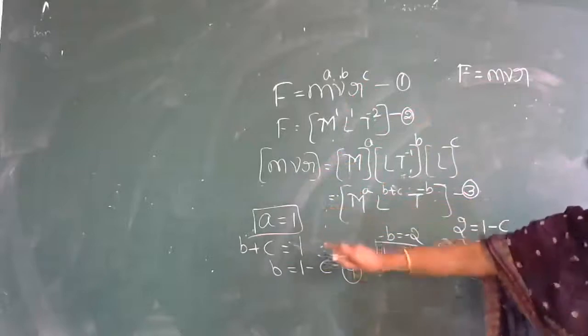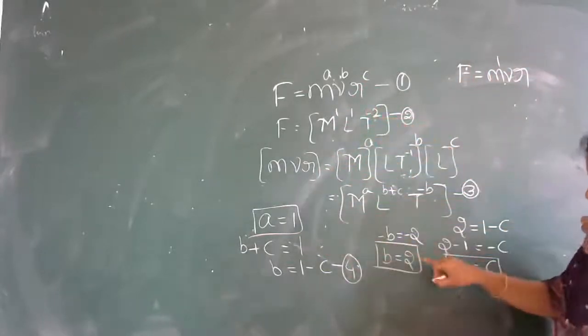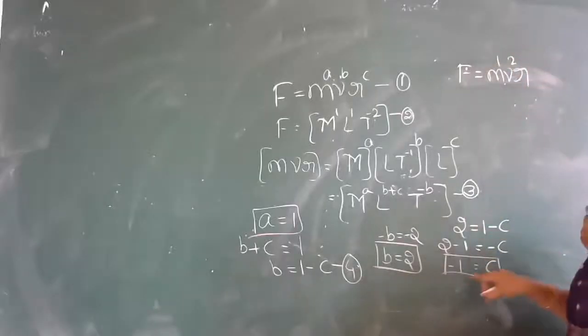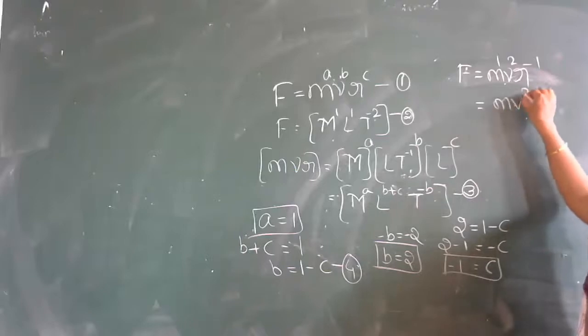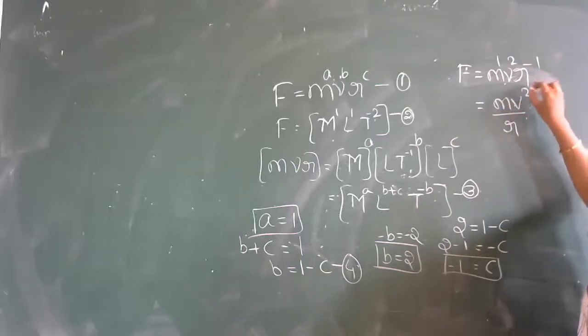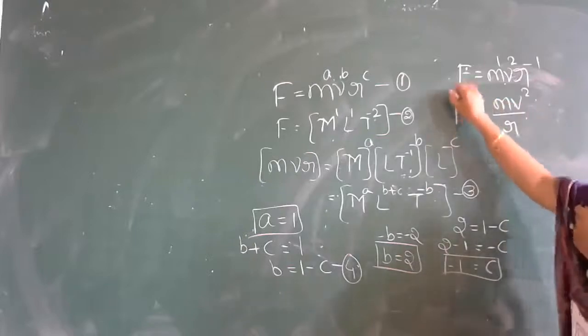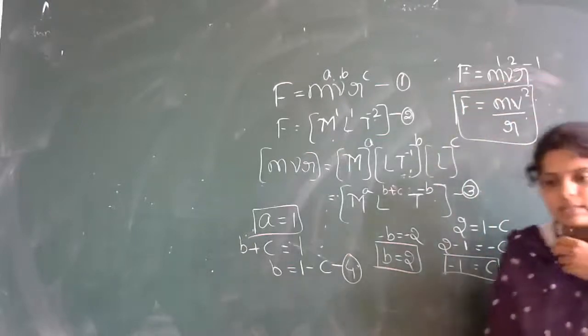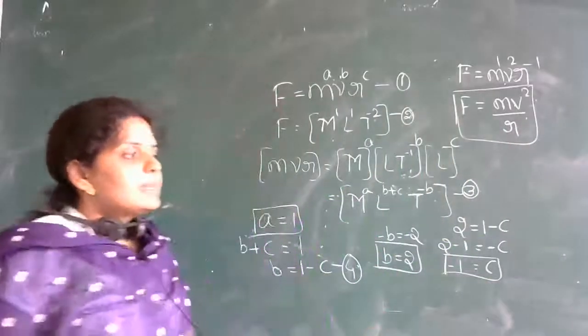A value is nothing but it is 1. B value, what is your B value? It is 2. What is C value? It is -1. Therefore, I can write it as mv square divided by r. R to the power 1 is nothing but r here. So this is the expression for centripetal force when the body is moving in a circular path.